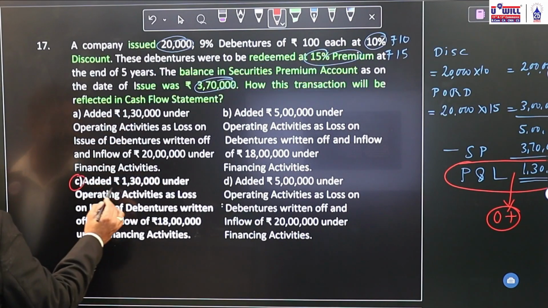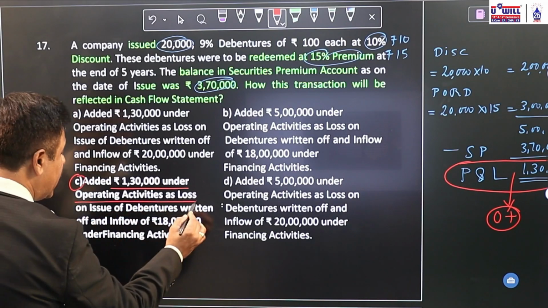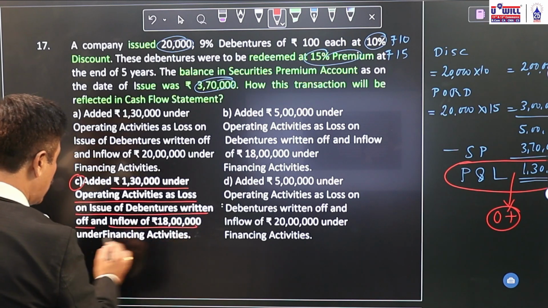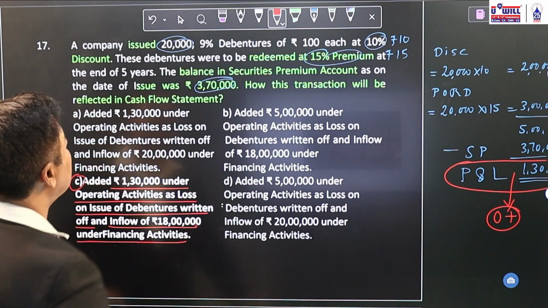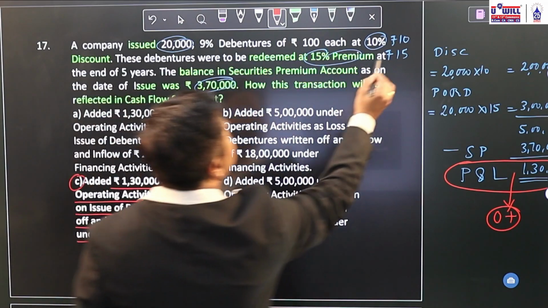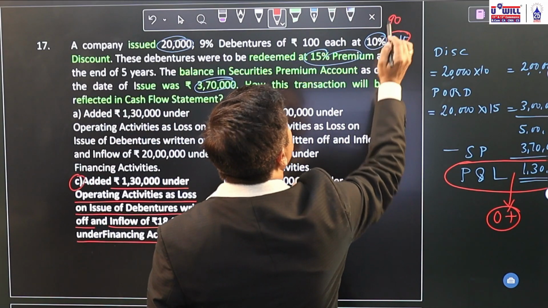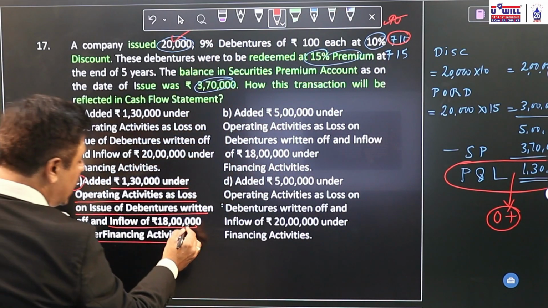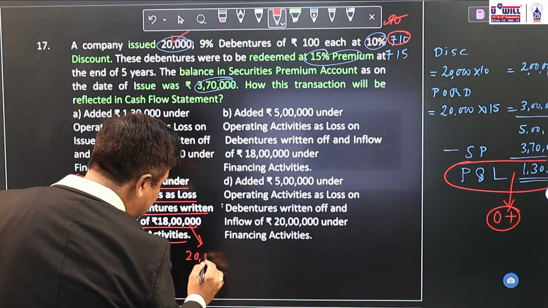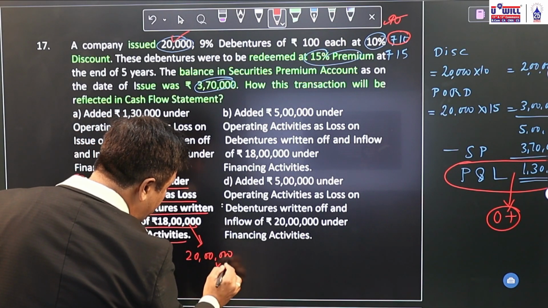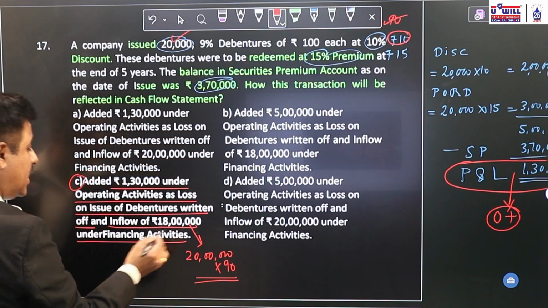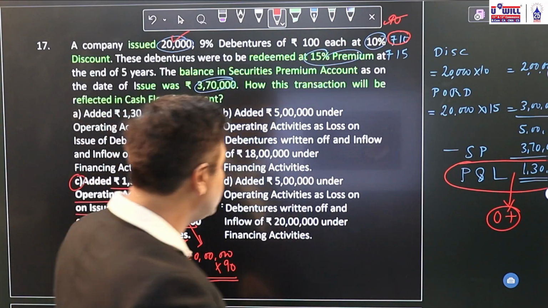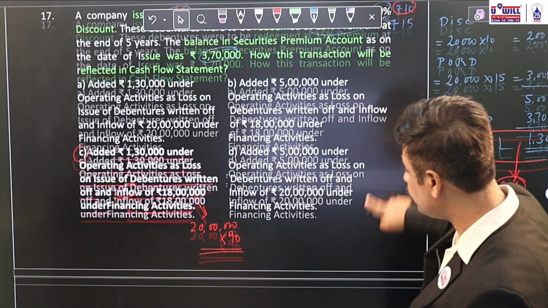Option C. Will add 1,30,000 under operating activities as loss on issue of debentures written off and inflow of 18 lakhs under financing activities. Why? Because against 10 rupees discount we are going to collect 90. So 20,000 into 90, 18 lakhs. The money which we actually receive from debentures will be taken as inflow under financing activity. So option C is the correct answer. Okay. Going further.